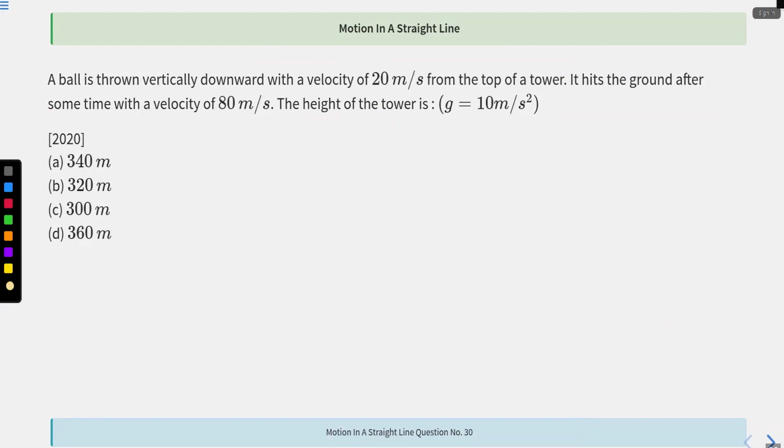A ball is thrown vertically downwards with a velocity of 20 meter per second from the top of the tower. Okay, so there's a vertical tower, right? It is thrown vertically downward with a velocity of 20 meter per second from the top of the tower. It hits the ground after some time with a velocity of 80 meter per second. What is the height of the tower?